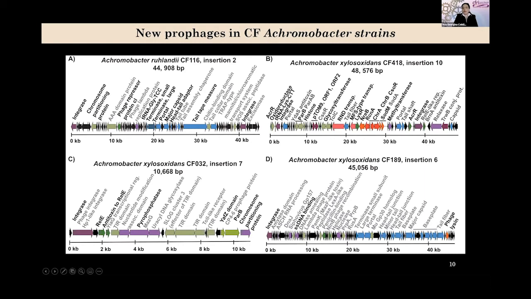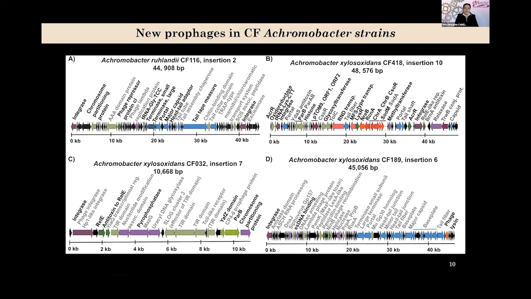And we see several examples of the potential of these phages to be manipulating the host genomes. So for example, in the phage insertion 10 from Achromobacter CF418, we see all these genes that are in red, with R, for iron scavenging. So they could help the bacteria to get more iron from the environment, which will help the bacteria grow better. And we see all those kinds of modifications inside these phages.